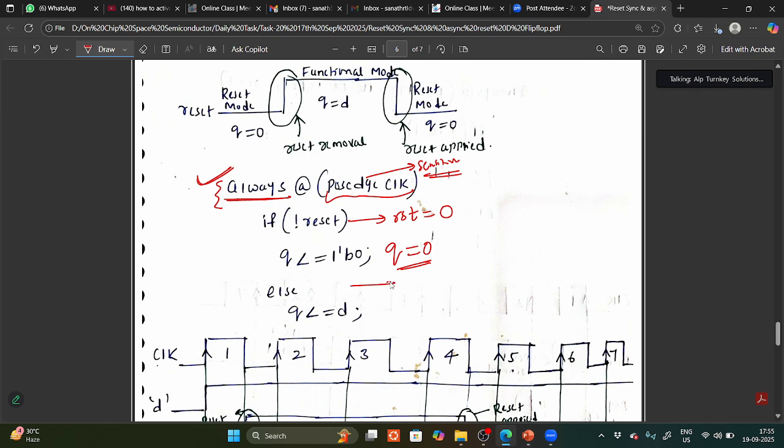Else, if reset equals 1, it will be functional mode. That means Q is assigned D. So if reset equals 0, it will be in reset mode. If reset equals 1, it will be in functional mode. Now we will try to understand with a waveform.